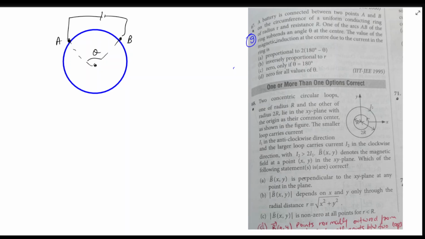So the value of magnetic induction at center due to current in the ring is, so we have done this. Whatever the current or whatever the value, the current will automatically divide according to their resistance, and hence the magnetic field at the center will be zero for any value of theta, right? So actually D option is correct. Okay, you must have solved it. This is quite easy. Okay, let's move on to our 10th question.